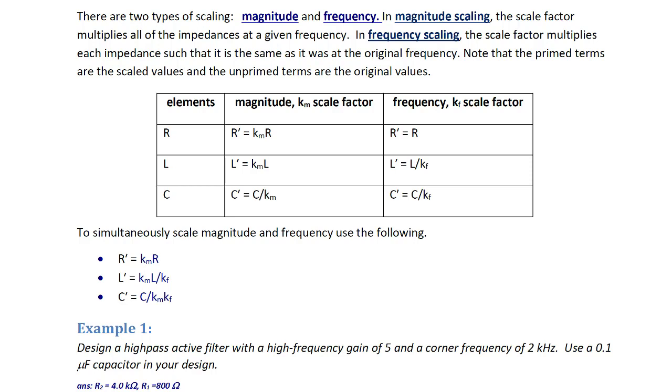To simultaneously scale magnitude and frequency, we use the following equations. R prime equals Km R, L prime equals Km L over Kf, and C prime equals C over Km Kf.